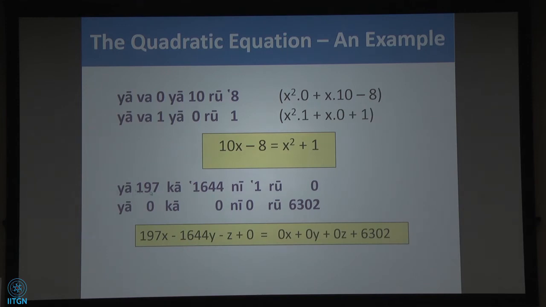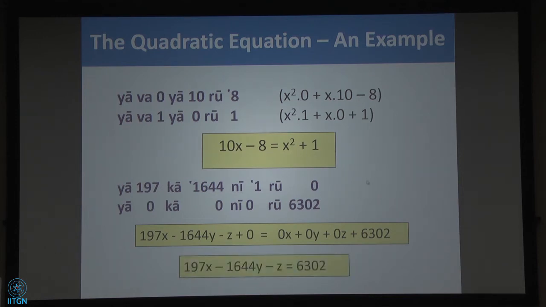The first one is 197x, and now you'll notice they use a different coefficient. They use kalaka, so that refers to a different unknown, y, and since there's a dot above the 1644, it's minus 1644y, and then minus z, because now they use a different variable word again, nilaka, with a coefficient of 1, plus a rupa coefficient of 0. And all of this equals, it just equals a constant, but still all the different powers are represented. You have ya 0, ka 0, ni 0, and all of that finally equaling a constant of 6,302.